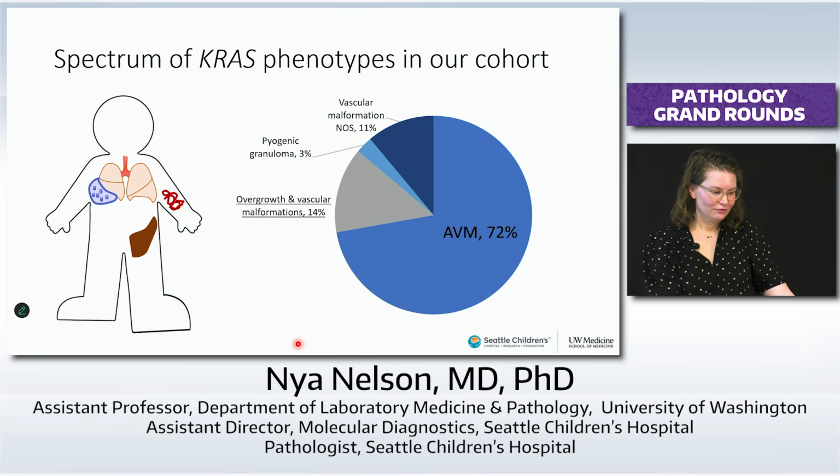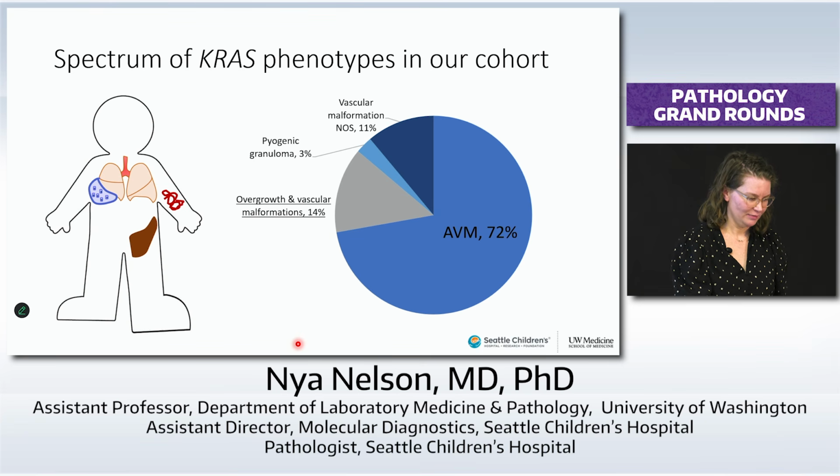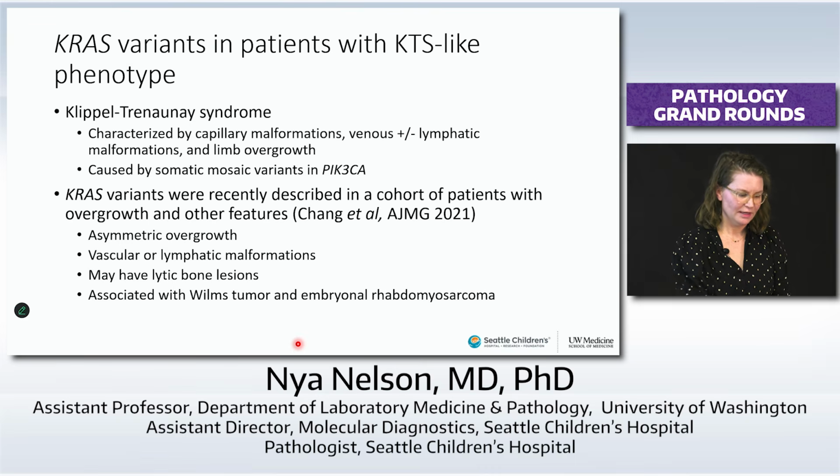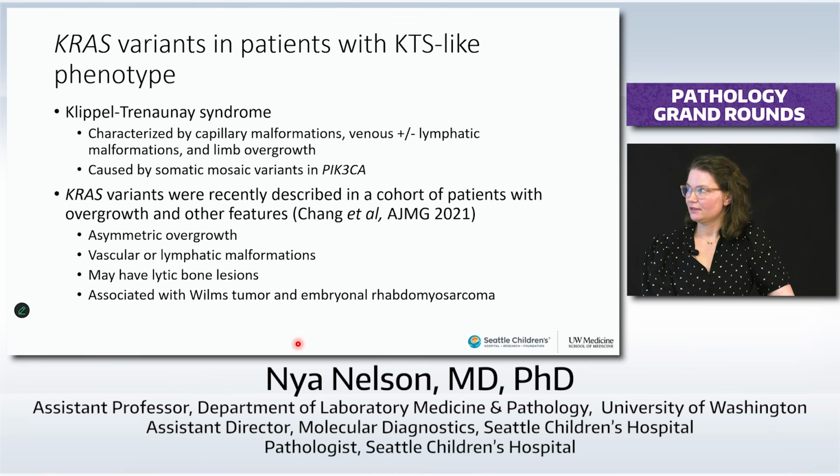Moving on to another phenotype that we can see with KRAS, it's that of overgrowth and vascular malformations. And these patients belong to a group that was recently described a few years ago who have KRAS variants and a Klippel-Trenaunay syndrome-like phenotype. So Klippel-Trenaunay syndrome is characterized by capillary malformations together with venous or lymphatic malformations and limb overgrowth and is caused by mosaic variants in PIK3CA.